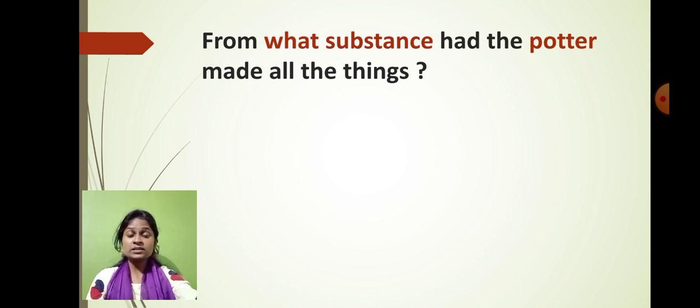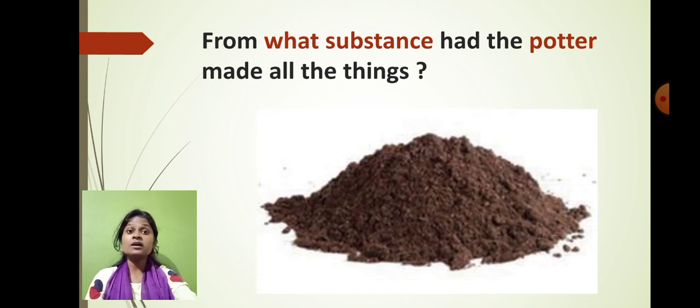Now, my question is, from what substances had the potter made all the things? The potter has made so many things. Am I right? So which substance did the potter use for making the earthen pot and the other things? Any guesses? Obviously the potter is going to use soil, right? So from the soil the earthen pot and other things will be made. Okay, so soil is the basic substance which can be used to make different types of objects.